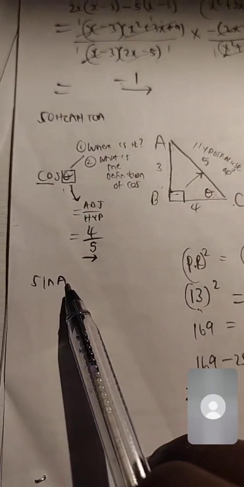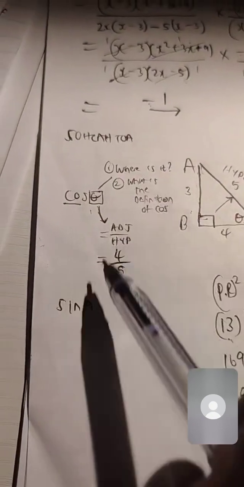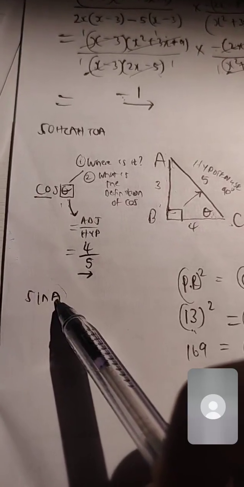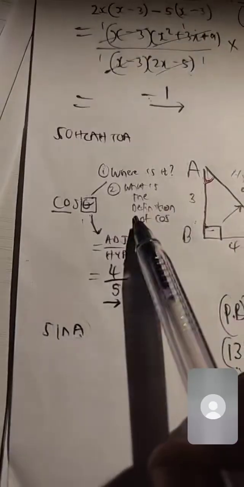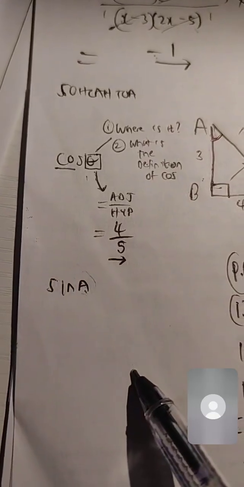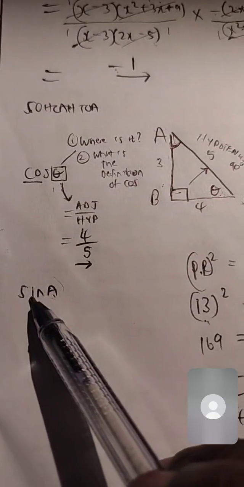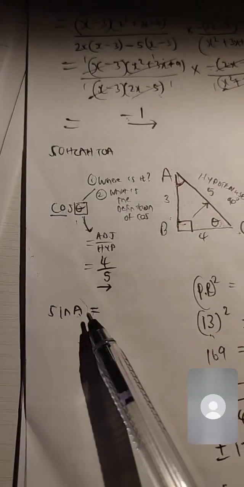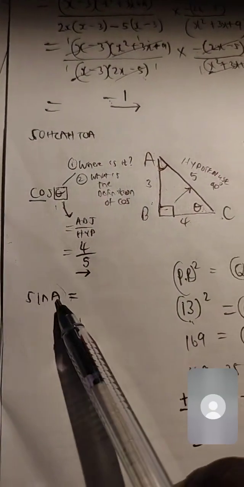Let's say I asked another question and I said sine of angle A. So I ask again, where is this angle? Do you see where angle A is? Yes, here it is. Next question, what is the definition of sine? Opposite over hypotenuse. Exactly. Now, since you said opposite over hypotenuse, what side is the opposite side to A?